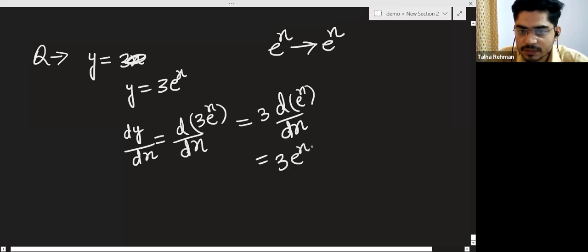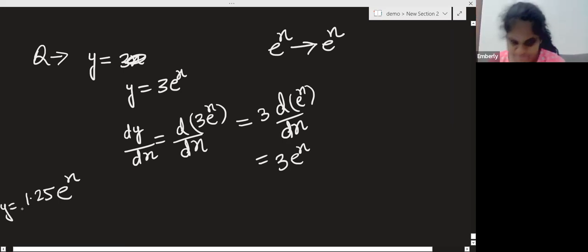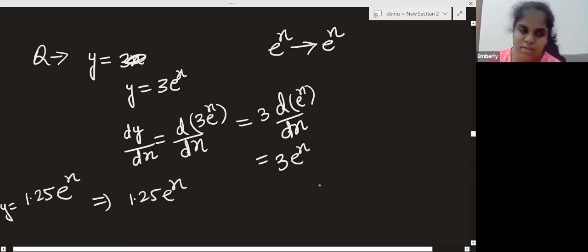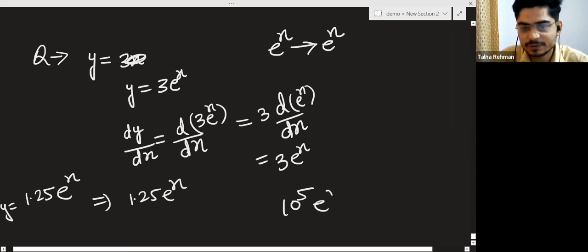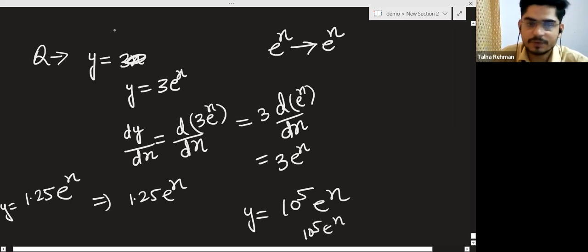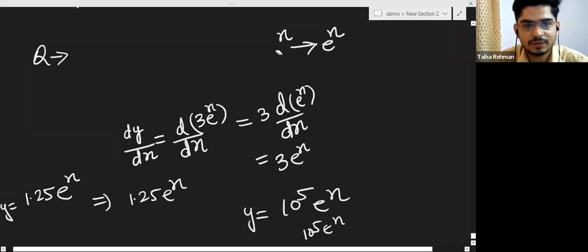So now we have to differentiate this, and I have already told you the differentiation of e to the power x is the same, e to the power x. So now tell me, what is the differentiation of 1.25 e to the power x? You can easily tell, this will remain the same, 1.25 e to the power x. Same. Now I am asking 10 to the power 5 into e to the power x. What is the differentiation? Same, 10 to the power 5 into e to the power x. Okay. So no need to write this.